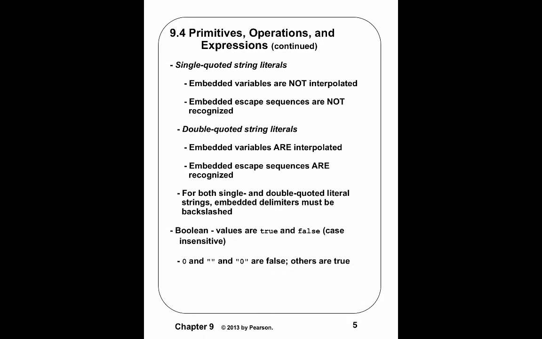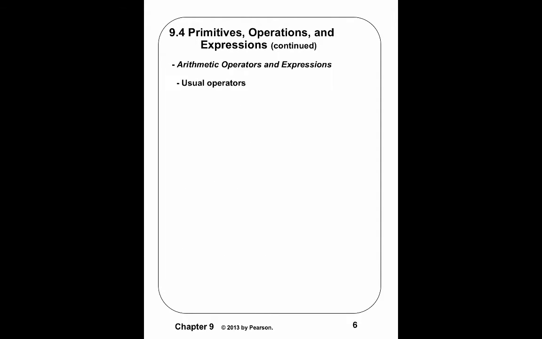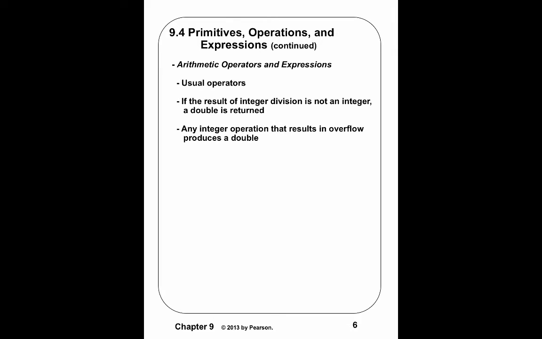Boolean values are true or false, and those values equivalent to false, or others are true. You have also arithmetic operations, operators, quite typical in any programming language.